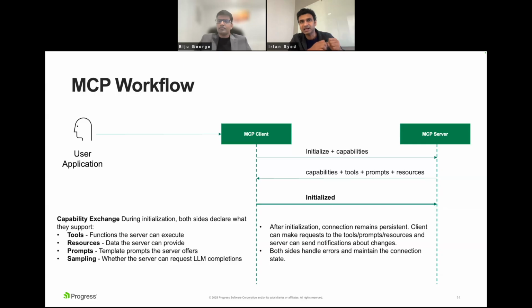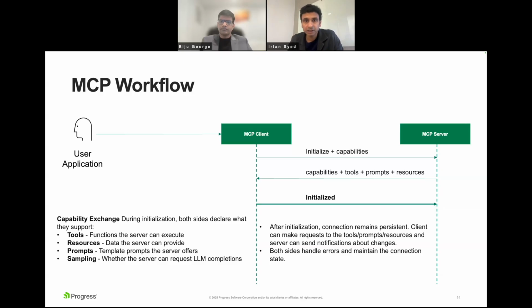It says, as part of the handshake, I have these features and I'm going to connect to you. The MCP server validates the capabilities that the MCP client has, and then it provides back the capabilities, tools, prompts, and resources that the MCP server supports back to the MCP client. Now the client and the server both understood everything and they both handshake. The initialization of the connection between the MCP client and the MCP server is complete at this stage.